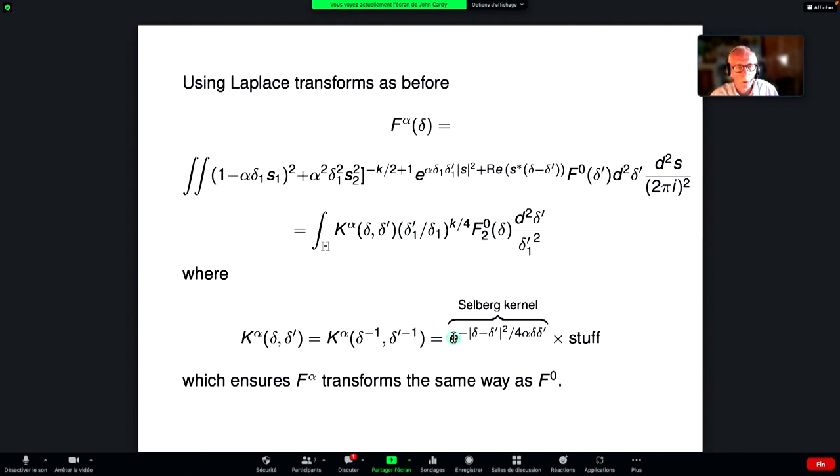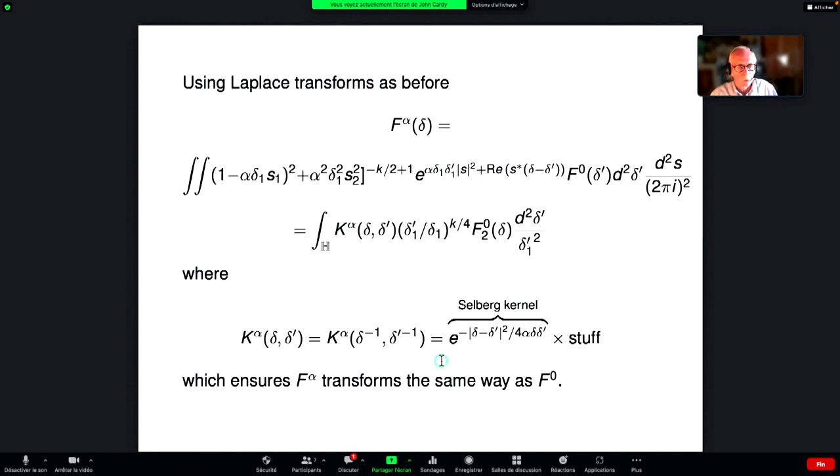And it's interesting that it's a similar smeared Gaussian type of thing. And this kernel here is called the Selberg kernel and plays an important role in harmonic analysis on SL2Z.